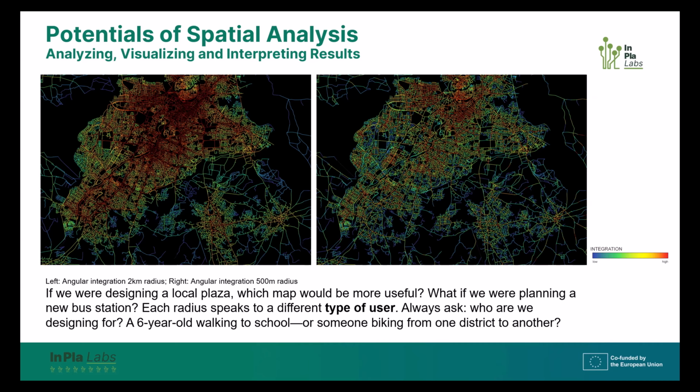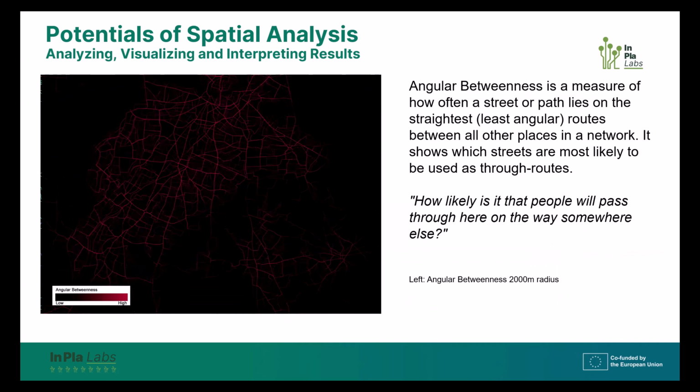So it's important when looking at these kinds of analyses to ask what kind of user and what function we are addressing. Are we designing for a child that is walking to school? Are we designing for someone biking to work? Are we designing for someone crossing the city with public transport?